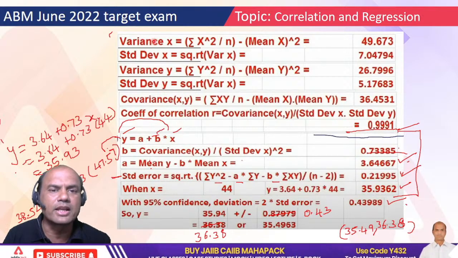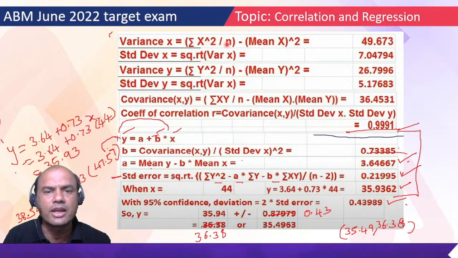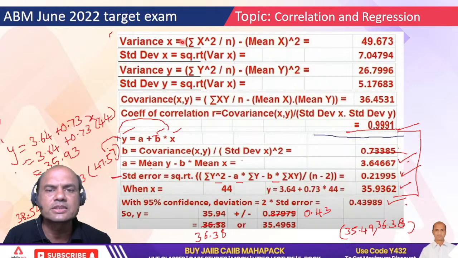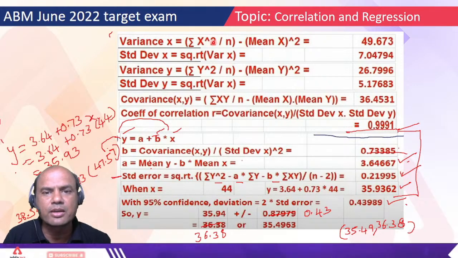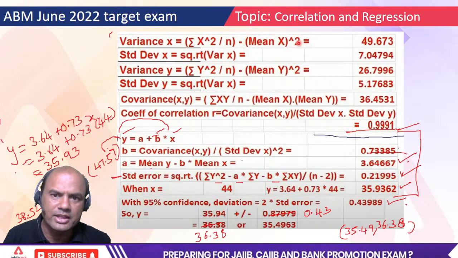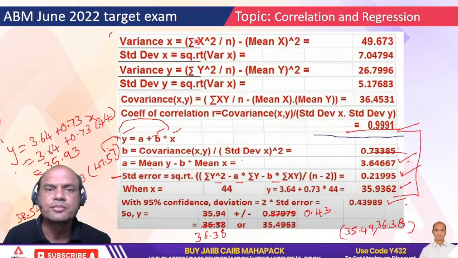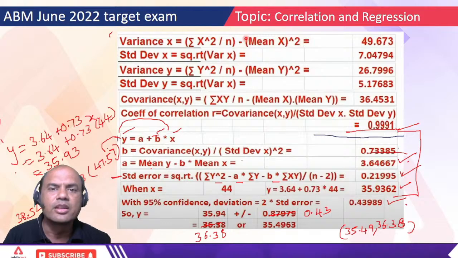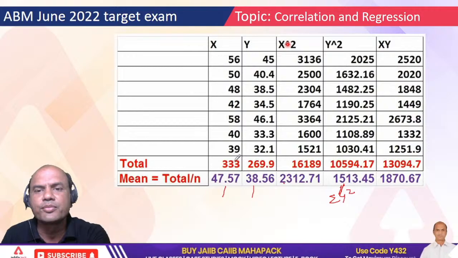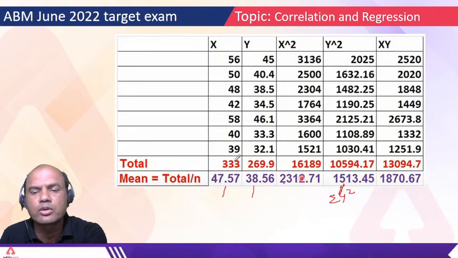So variance means what? Summation x square upon n minus x bar square, the mean of x squared, right? So variance of x, again I'll repeat, summation x square upon n minus x bar square. Everyone has got this formula, write it down. Now both the values you have. Summation x square upon n, we have found out over here, 2312.71.